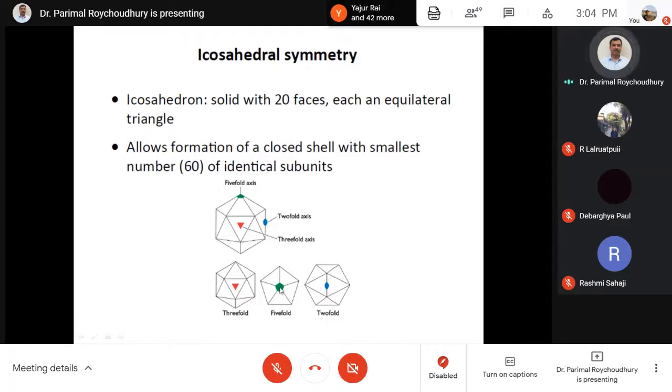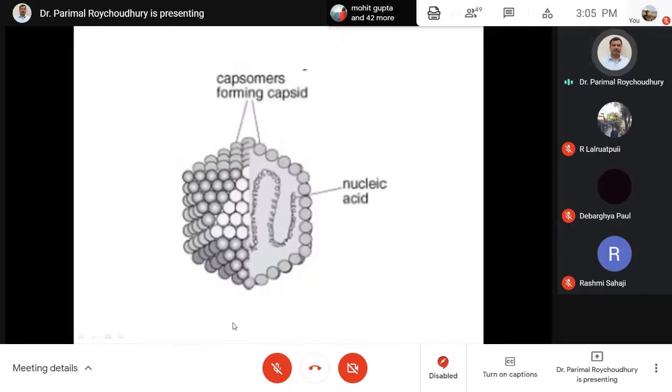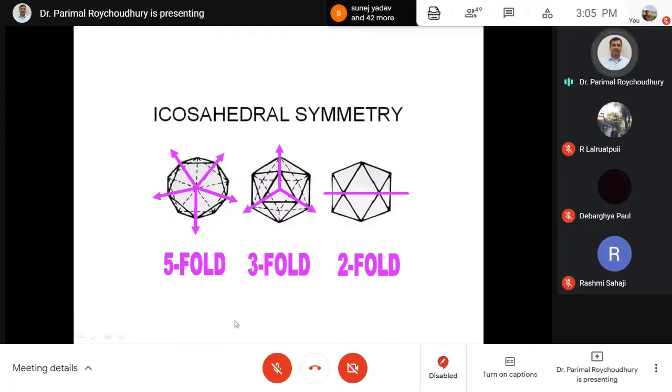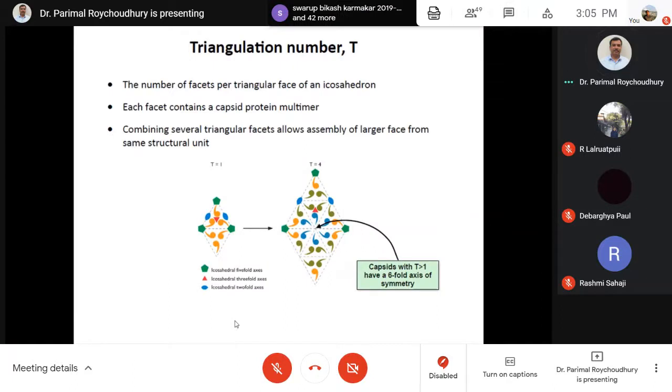Whereas in the pentons, if you take the imaginary axis, then you will get 5-fold rotational symmetry. And at the center of the triangular face, if you consider the axis, then you will get 3-fold symmetry. This is what we call the 2, 3, 5-fold rotational symmetry.